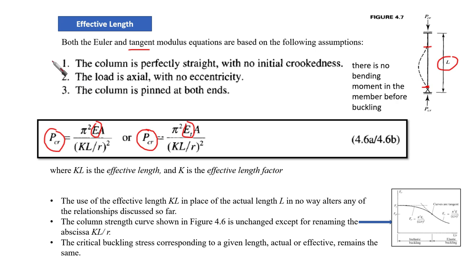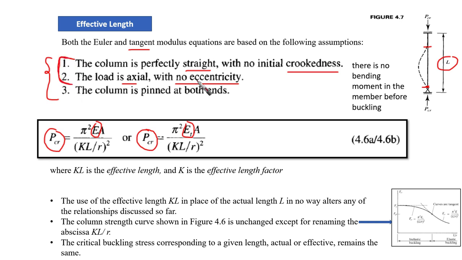So there are three main assumptions that we need to keep in mind. The first one is the column is perfectly straight with no initial crookedness, which in reality is extremely difficult, but anyway, this is the first assumption. And the second is the load is axial with no eccentricity at all. Also, it's very difficult in reality, but we need to take these two assumptions seriously.